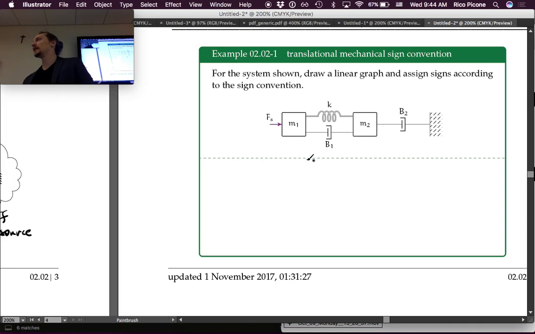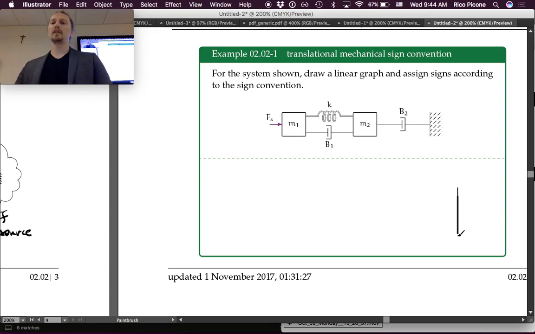We're not going to do the analysis all the way through. All we're going to do is construct a linear graph and assign signs according to the sign convention. So that's what we'll do here. We have another left to right sort of problem, so let's draw the linear graph in the same sort of sideways configuration. So we'll draw ground there.